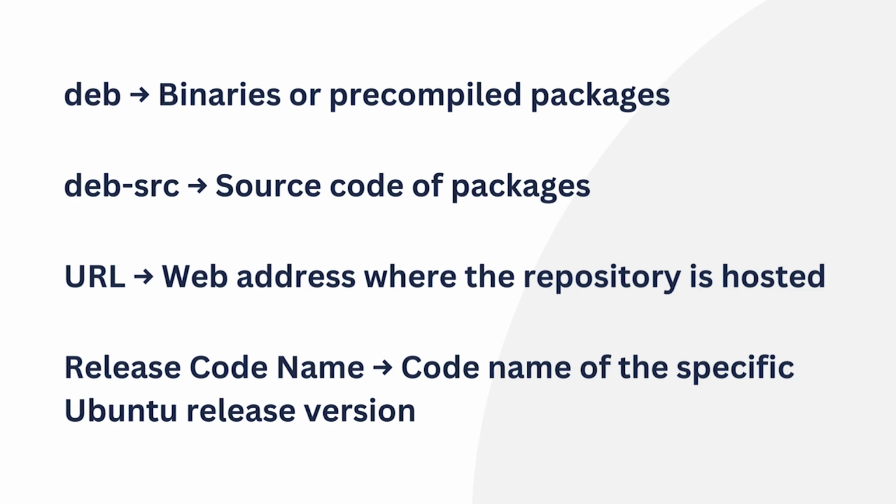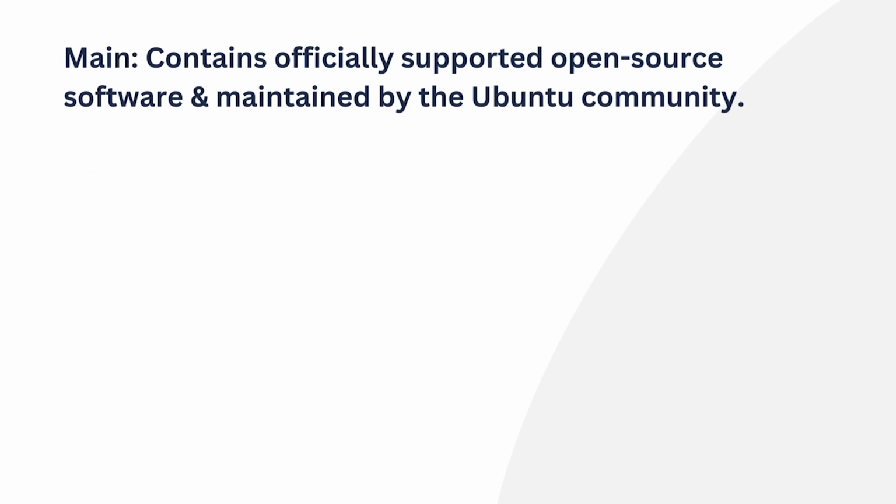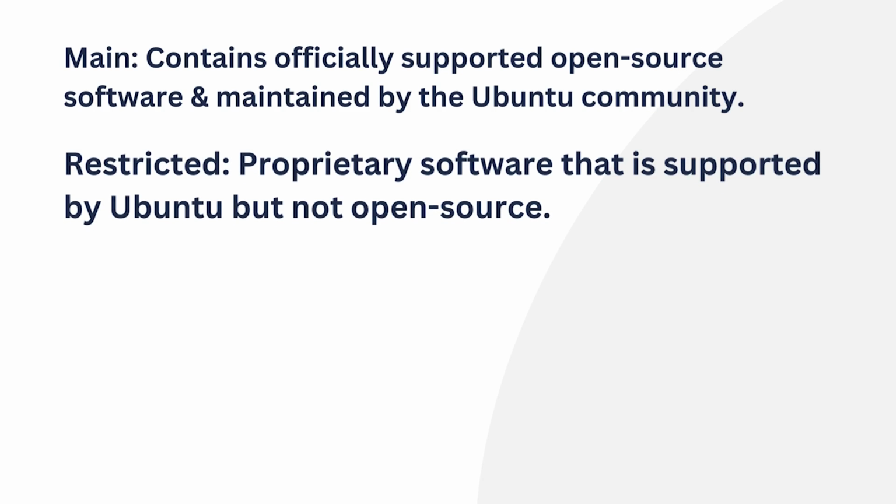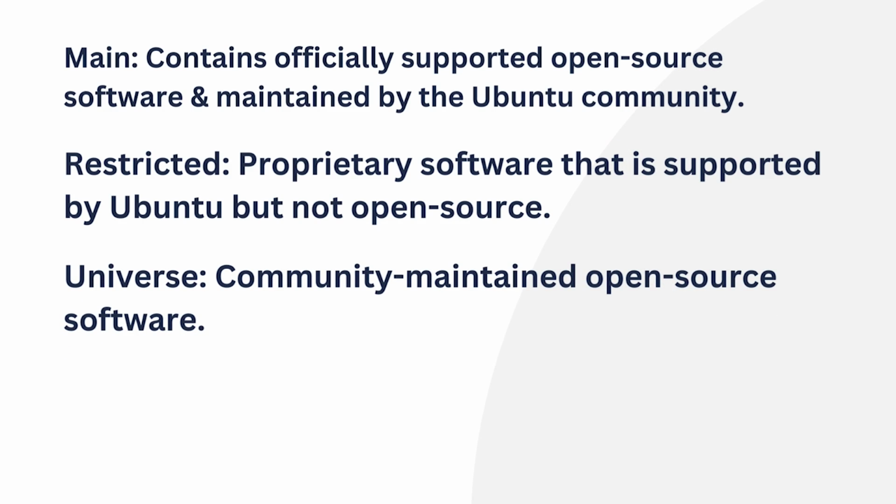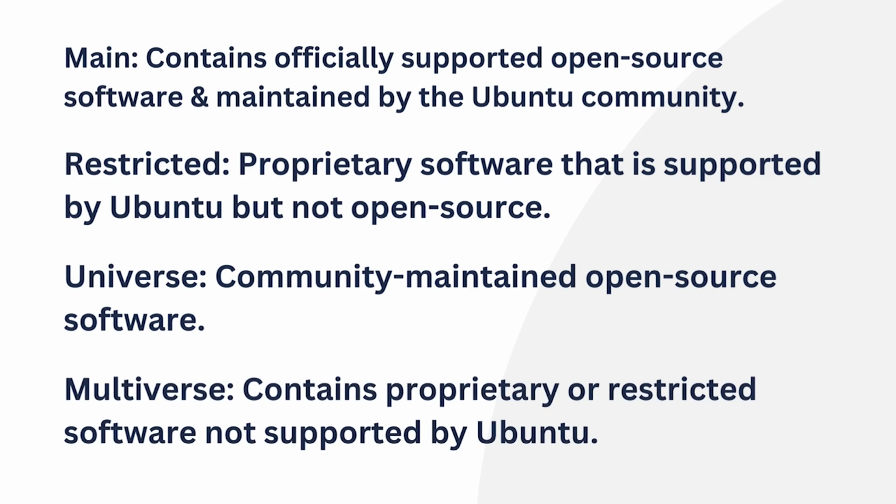Besides this, Ubuntu repositories are divided into four main sections. The main section contains officially supported open source software maintained by the Ubuntu community. Restricted is the proprietary software supported by Ubuntu, but not open source. Community maintained open source software is Universe, and Multiverse contains the proprietary or restricted software not supported by Ubuntu.